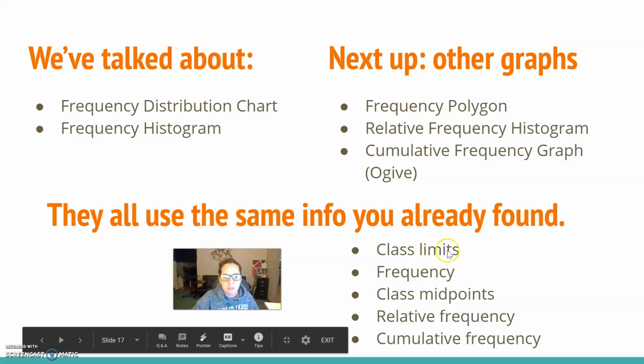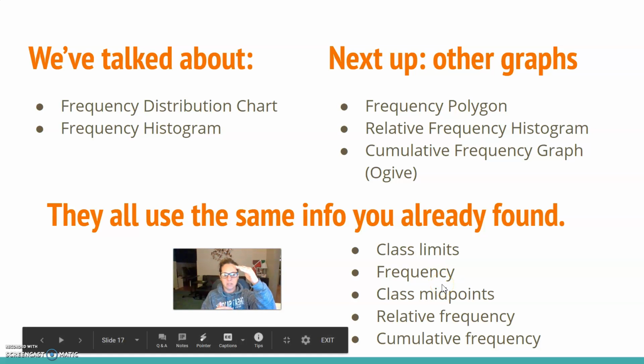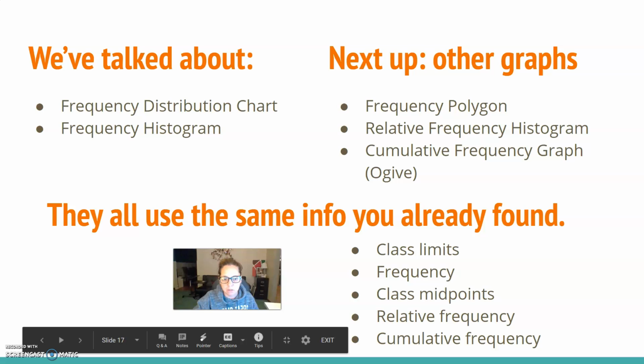Okay, and remember, limits is how wide each group is. Frequency is how often something happens in that group. Midpoint is the middle. Relative frequency is when you take how often it happens and divide it by how many answers you got. And cumulative is when you have a frequency and then you add it up with the next one, and you add it up with the next one, and you just show how it's growing as you go along.